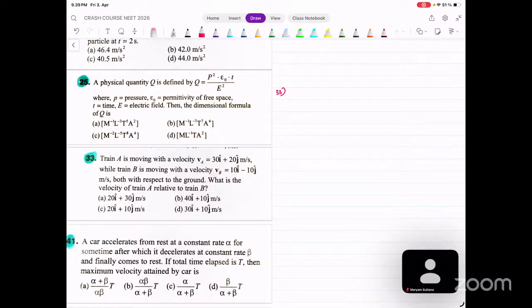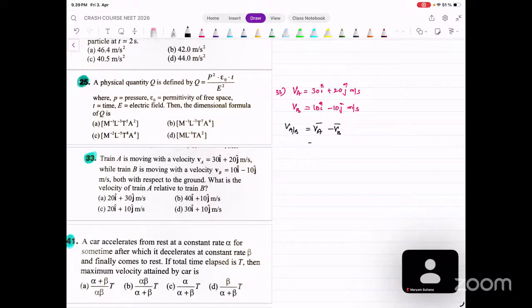So direct question है. Velocity of A is given for me in the problem as 30 into i cap plus 20 into j cap meter per second. Then velocity of B is given how much for me? 10 i cap minus 10 j cap meter per second. Now he's asking for me the velocity of A with respect to B. That means it is VA minus VB, isn't it?